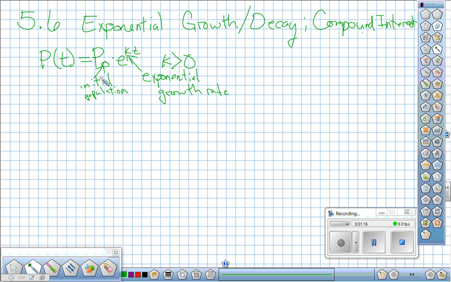So you have your initial population, your exponential growth rate. The t is basically your variable, so think about it like your x. And then we will plug in different amounts to find out different things.